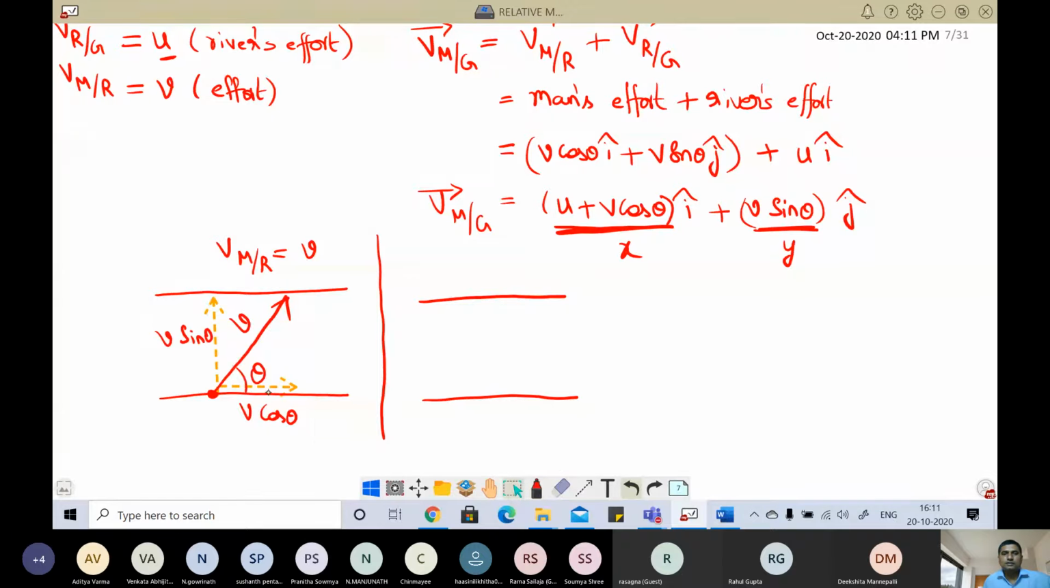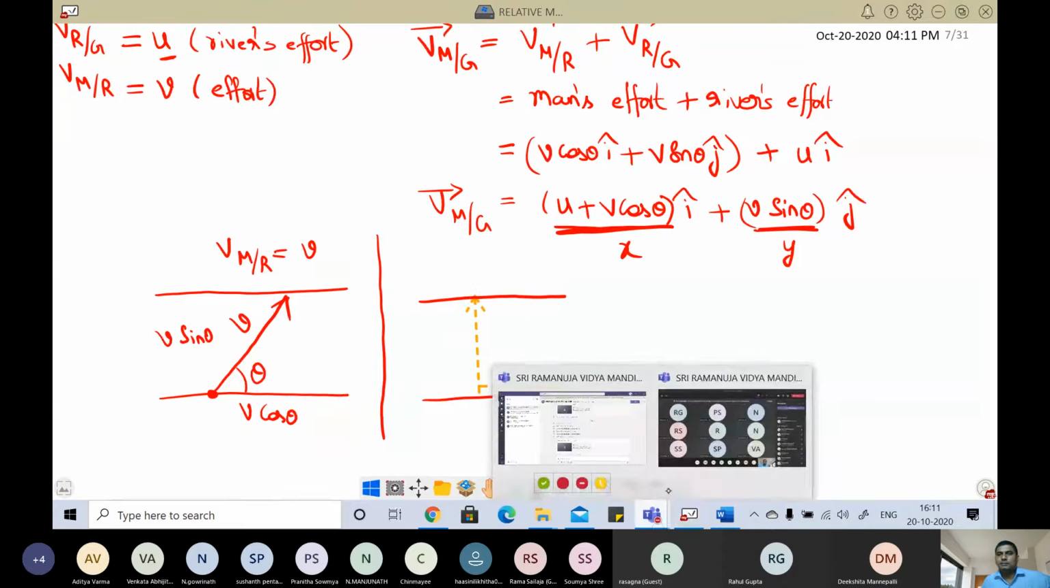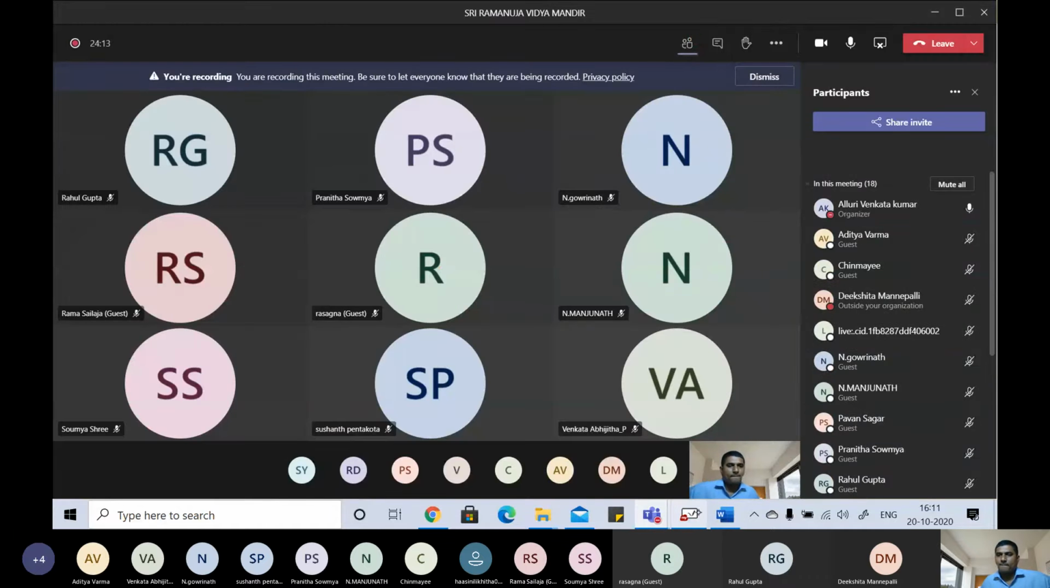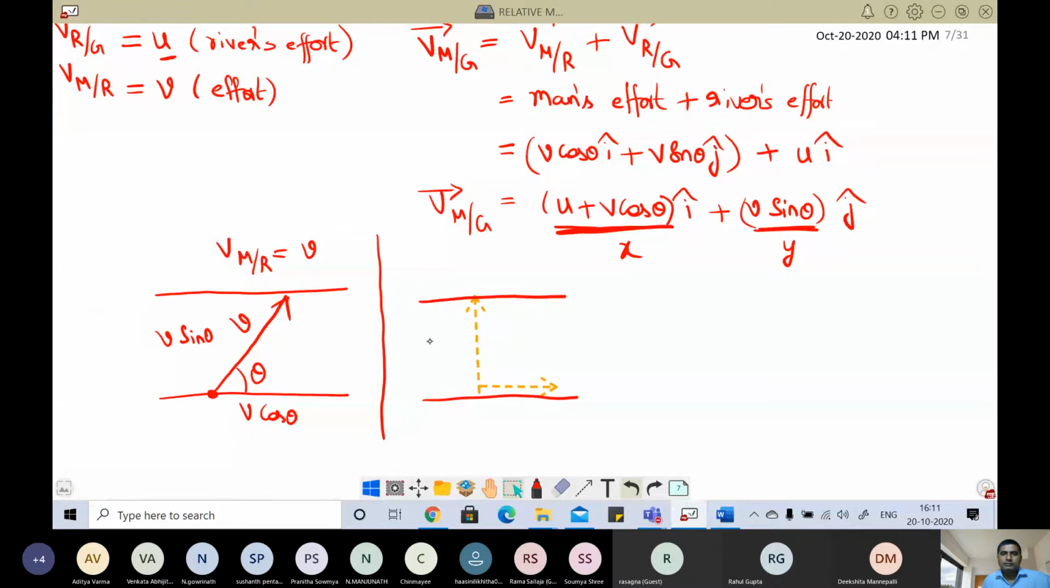Now I'll shift this one, v cos theta. This is his effort in the x direction, the velocity of man's effort in x direction. Now the velocity of man in y direction, that means man's effort in y direction, is this one. So this is v sin theta, this is v cos theta. Because of his effort he is going like this.